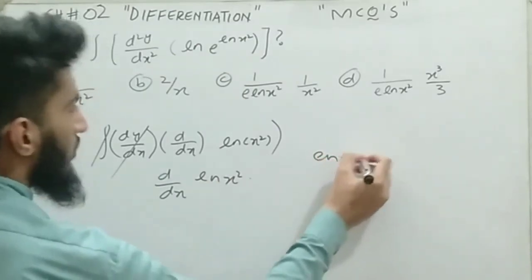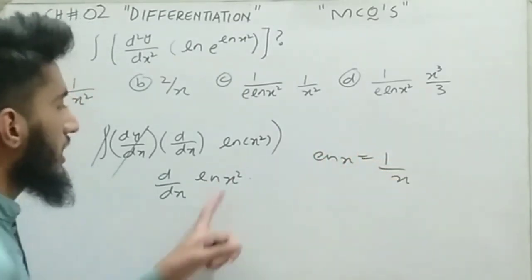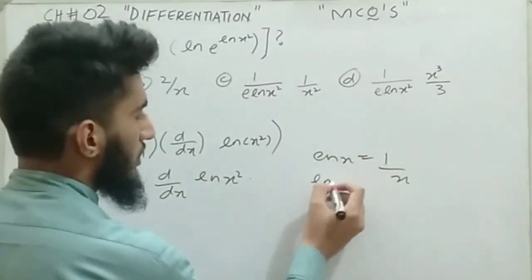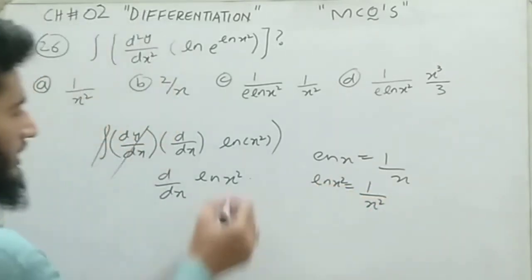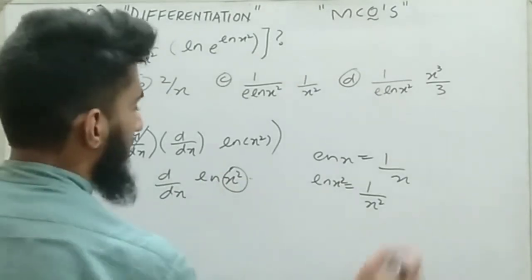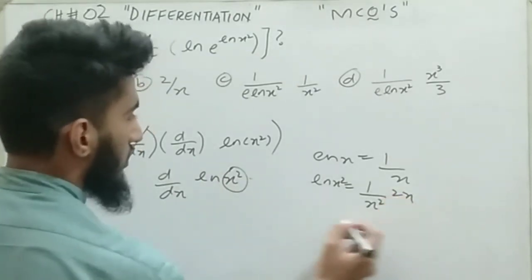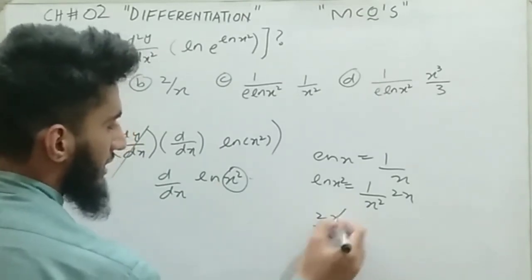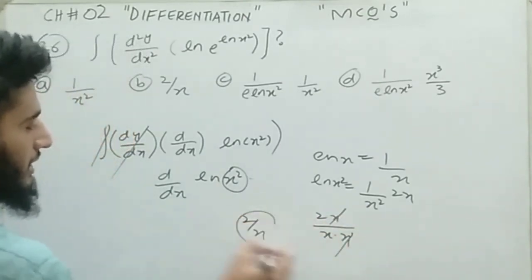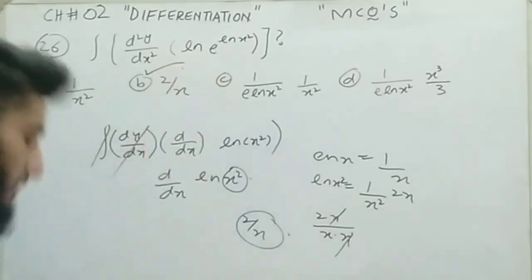You know that derivative of ln of x is 1 over x, but over here we have a function x square, so replace x with x square, so it becomes 1 over x square. Also take the derivative of this inner function, so derivative of the inner function is 2x, so it becomes 2x divided by x square, which can be written as x dot x, x is cancelled out with x, we are left with 2 divided by x. So the right option is option B.